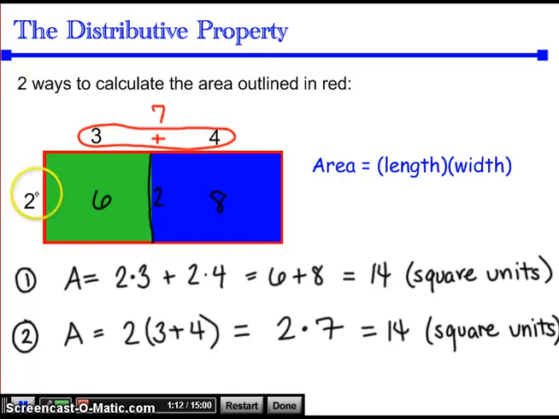So what we see here was that we could multiply the 2 by the 3 and the 2 by the 4 and add the answers together to get 14, or we could add the 3 and the 4 together first and then multiply by 2, and we would still get 14. What's happening is that we're distributing the 2 to the 3 and the 2 to the 4 and then adding. It doesn't matter when it happens. This is the heart of the distributive property.